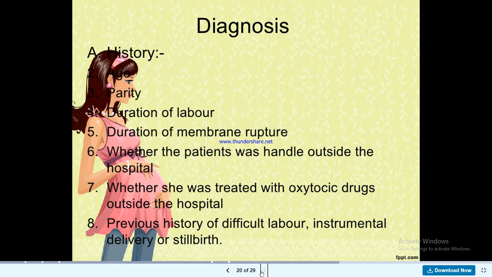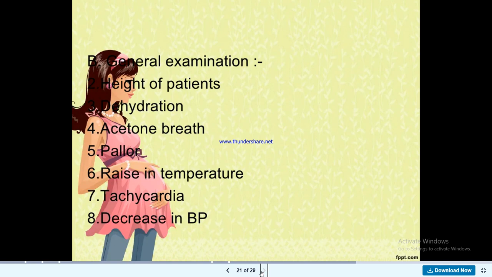Diagnosis is based on the history: age, parity, duration of the labor, duration of the membrane rupture, whether the patient was handled outside the hospital by a dai or in unhygienic condition, whether she was treated with oxytocin drugs outside the hospital, previous history of difficult labor, instrumental delivery, or stillbirth, that is the death during labor, during delivery.